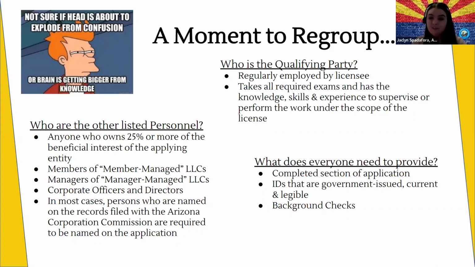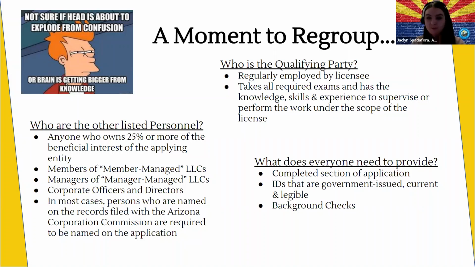The other people listed on that application, that's anyone who owns 25% or more of the beneficial interest of the applying entity. That's the members of the member-managed LLCs, managers of manager-managed LLCs, corporate officers and directors for corporations. And in most cases, if you look at your Arizona Corporation Commission file, anybody whose name is there typically needs to be listed on your license application as a general statement to make it a little easier to follow. But if you have questions on that before you apply, please reach out to us.